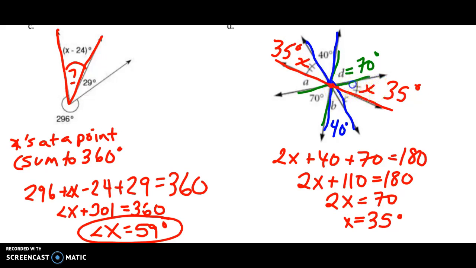A is vertical with that 35 degrees, so that would be 35 degrees as well. C is vertical with the other one, so that's also 35 degrees. So these are also congruent to those top two. So A and C are each 35, B is 40 degrees, D is 70 degrees. And that concludes the practice for Lesson 1.